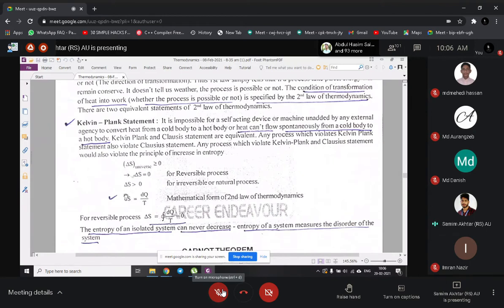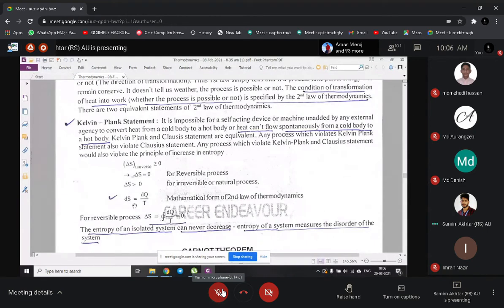And this is the entropy equation, which relates heat and temperature to entropy. dS, the change in entropy, equals dQ, the change in heat, divided by T, the temperature. This is the mathematical form of the second law of thermodynamics, and also the expression of entropy related to heat and temperature.